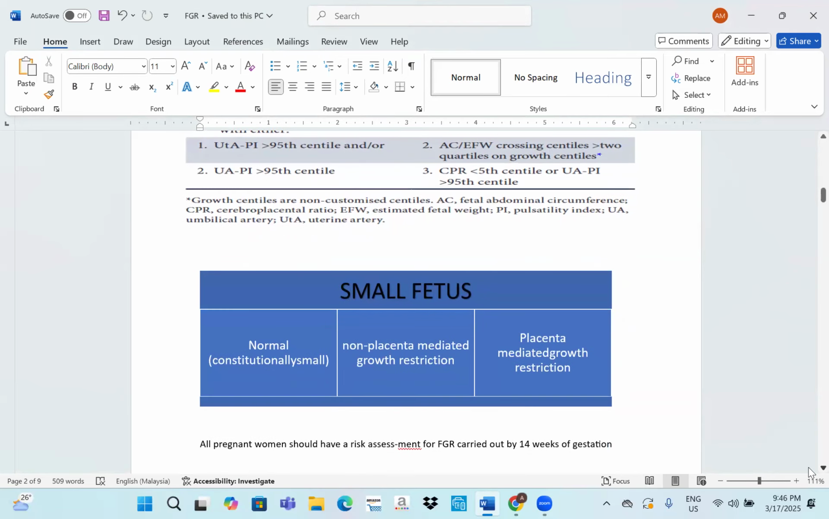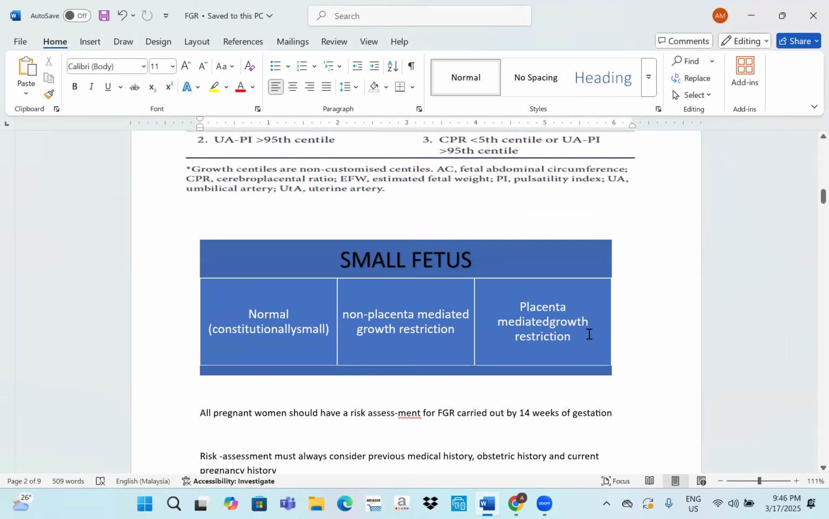Okay, so now the small fetus. The small fetus could be normal, constitutionally small, or non-placental mediated growth restriction. Non-placenta mediated is which type of growth restriction? It is due to the chromosomal abnormalities, due to certain infections like CMV, toxoplasmosis, malaria, Zika, and some inborn errors of metabolism. And then the placenta mediated growth restriction that we call FGR. Okay. So this is the basic concept.